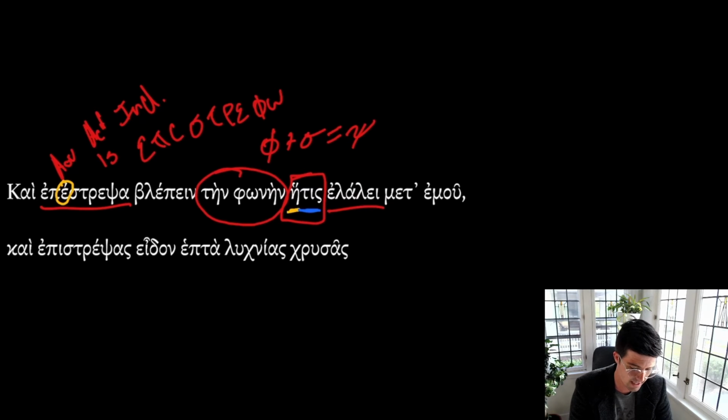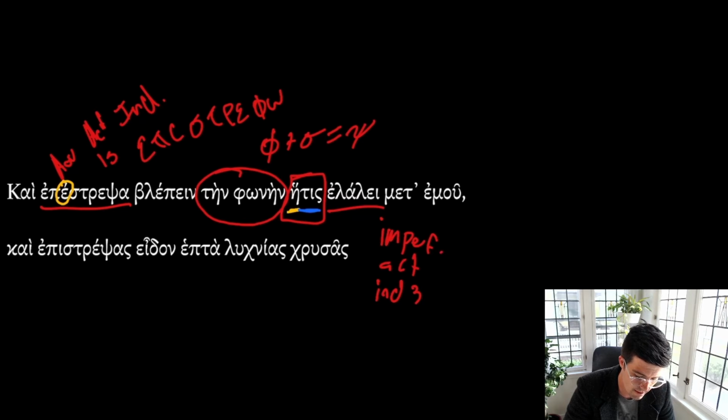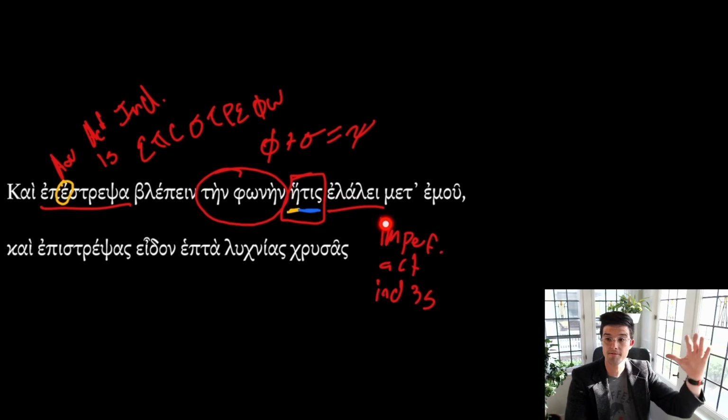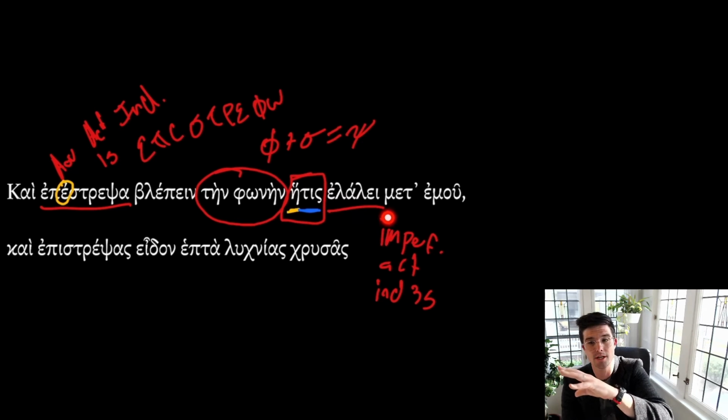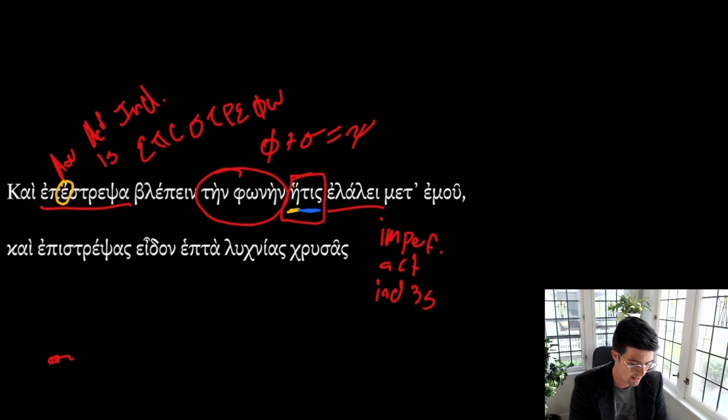It's going to be the subject of this next verb right here, elale, which is an imperfect active indicative third person singular from laleo, to speak. And remember, with the imperfect, we have ongoing action in past time. We normally visualize the imperfect this way, whereas the aorist is visualized this way.